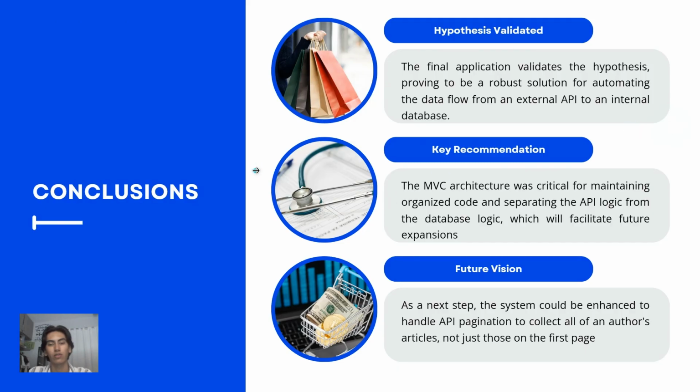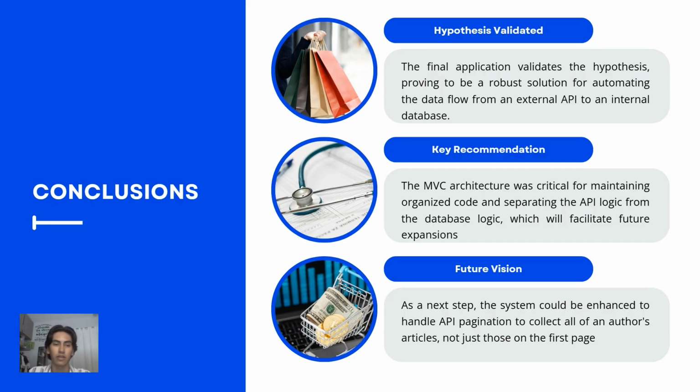The conclusion of the project is that the hypothesis is validated. The final application validates the hypothesis, proving to be a robust solution for automating the data flow from an external API to an internal database. The MVC architecture was critical for maintaining organized code and separating the API logic from the database logic, which will facilitate future expansions.